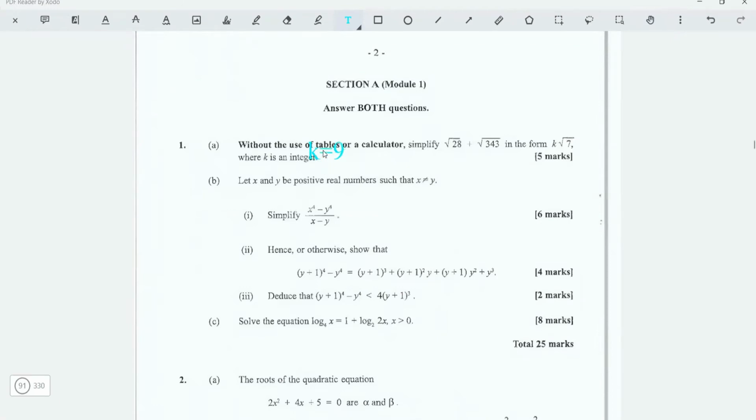Now look at the easy 6 marks here. It says simplify x to the 4th minus y to the 4th, divided by x minus y. When you see a question like this, there's a formula that I told us to remember.